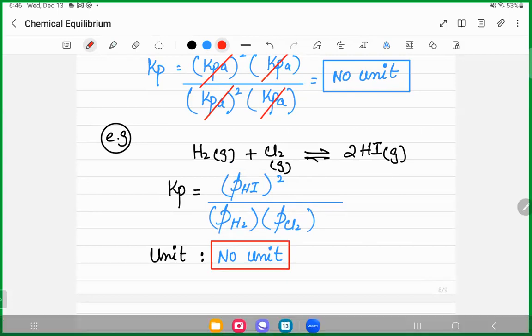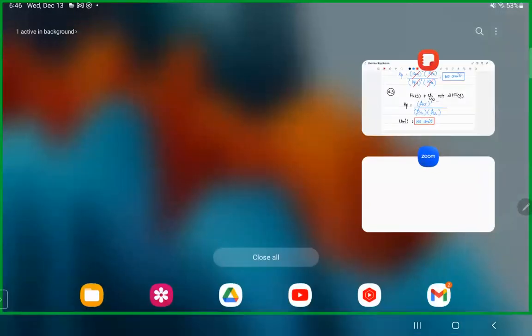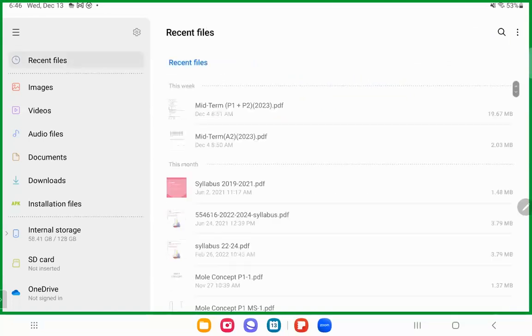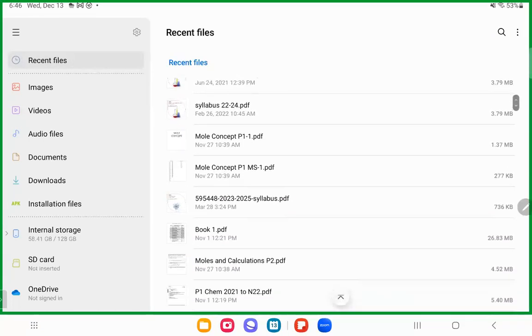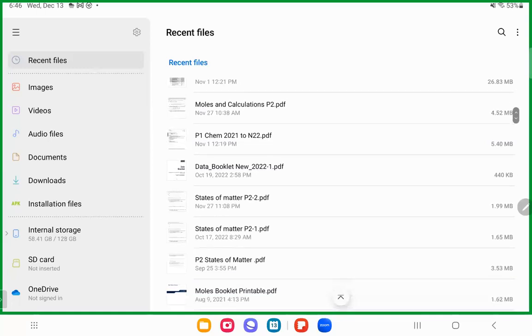Clear? So if they ask you to write down the expression of Kp in any question, so let's talk about a few.